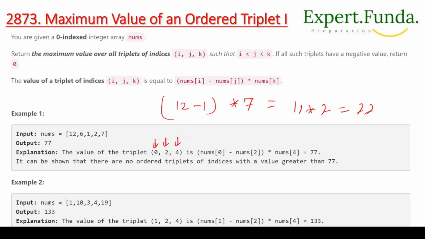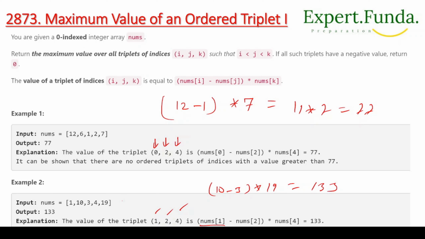Similarly, if we go with the other example, we can calculate the same way. Suppose the triplet indices are 1, 2 and 4. If we put in the values, nums at 1 is 10, the next number is nums of 2, which is minus 3, and then we multiply with nums at 4, where at 0, 1, 2, 3, 4 the value is 19. So it will become 133.